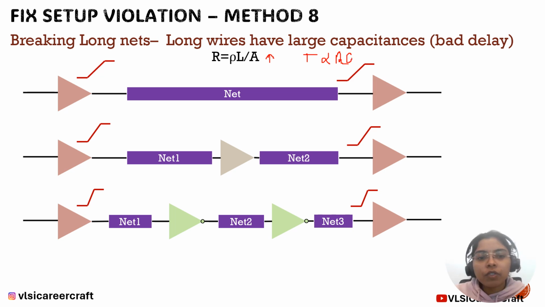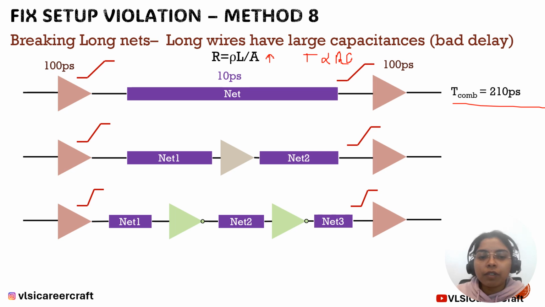When this buffer is trying to drive such a long net, it is very difficult for it to make a transition from one state to the other. So it is taking 100 picosecond, and this net is offering 10 picosecond of delay, and this buffer which is at the other end is also taking 100 picosecond. So what is the effective combinational delay? It is 210 picosecond.